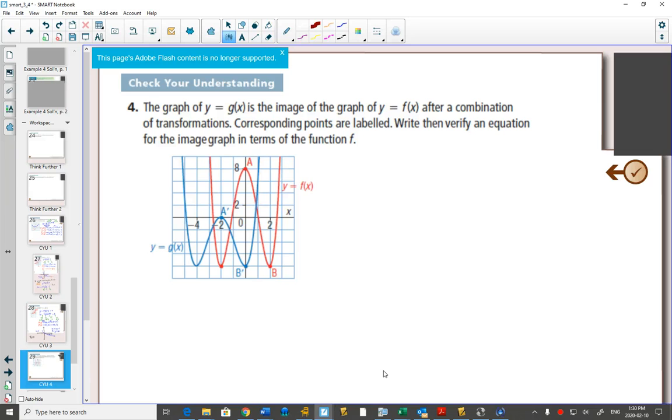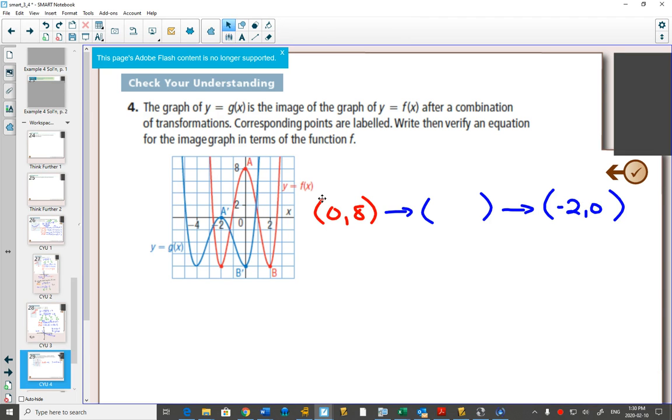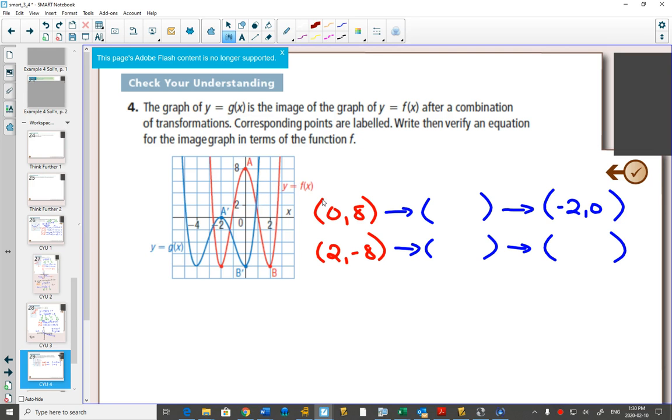We know that on our red graph we have the point (0, 8). Something happens, again, and we're going to end at (-2, 0). A second point that we have is (2, -8). Something could happen again, and we're going to end up at (0, -8). Whoa.